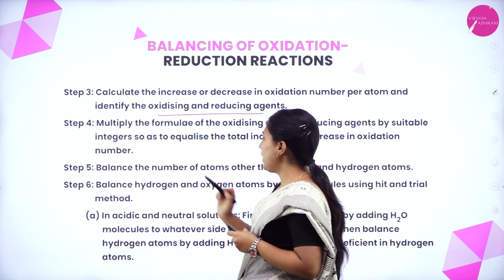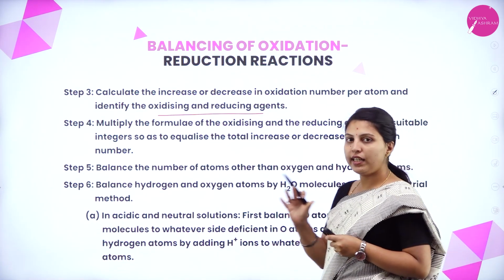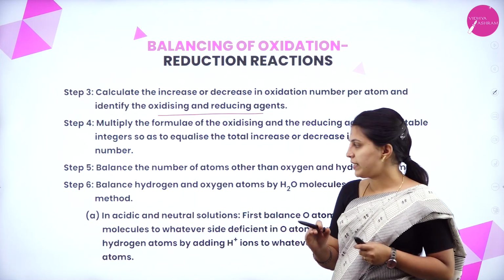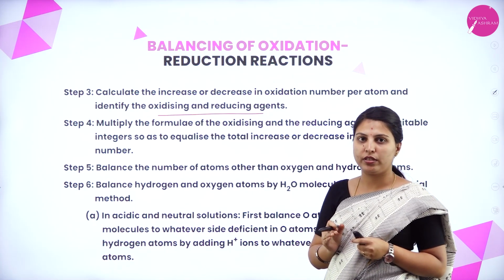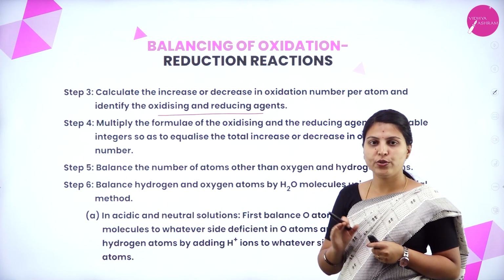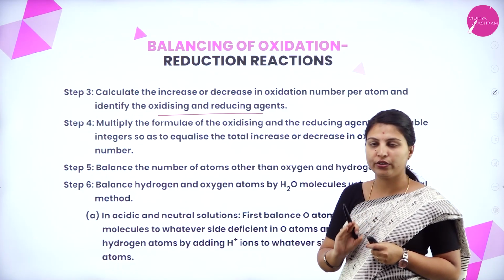In step 5, balance the number of atoms other than oxygen and hydrogen atoms. In the reaction, usually hydrogen and oxygen will be present. If they are present, you have to first balance the elements other than oxygen and hydrogen. First you should not balance oxygen and hydrogen, you have to leave those two elements and balance the others.